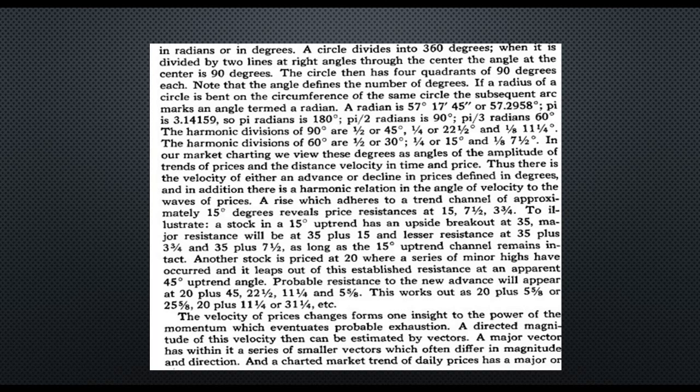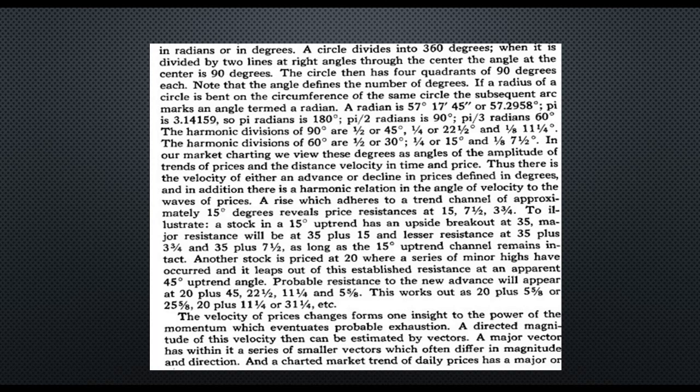Another stock is priced at 20. That means it's selling currently at 20 as an example, where a series of minor highs have occurred, and it leaps out of this established resistance at an apparent 45-degree uptrend angle. Probable resistance to the new advance will appear at 20 plus 45, plus half of 45 is 22.5, half of that is 11.25, and half of that is 5 5/8. Okay, so those are natural divisions there.